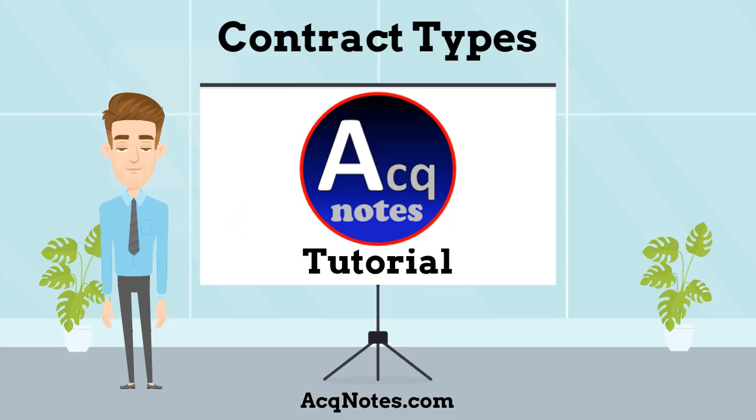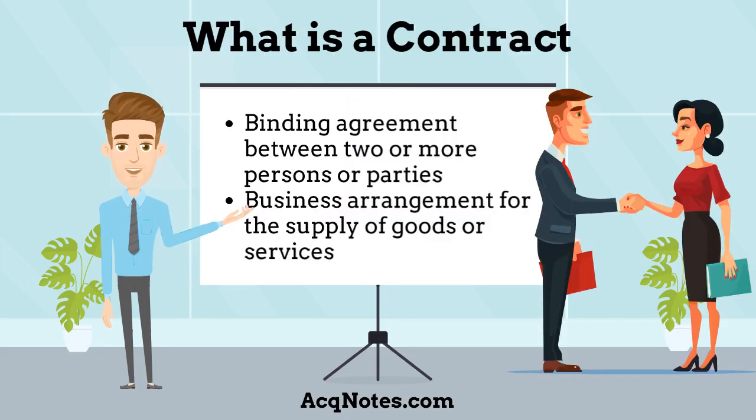My name is Brad, I'm a contracting officer, and I am going to give you a quick tutorial on contract types. What is a contract? In its basic form, a contract is a binding agreement between two or more persons or parties. In a business, it's an arrangement for the supply of goods or services that is needed by the business to operate. A contract forms the foundation on how the Department of Defense procures goods and services.